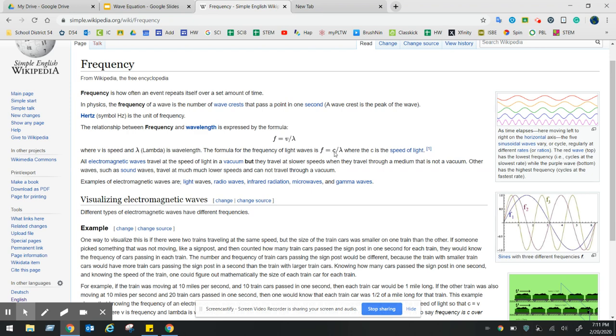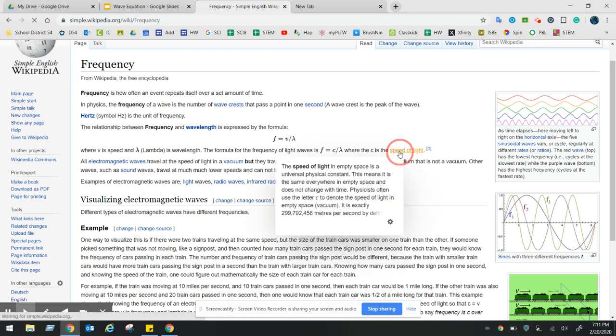And here it gives us the equation: F equals C divided by lambda. It says the formula for the frequency of light waves, and any electromagnetic wave is a light wave, is F equals C divided by lambda, where C is the speed of light. Aha, so C is the speed of light.